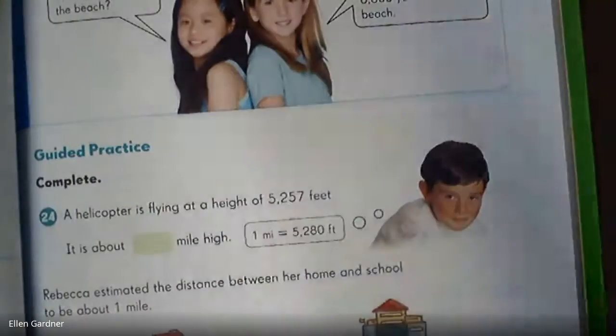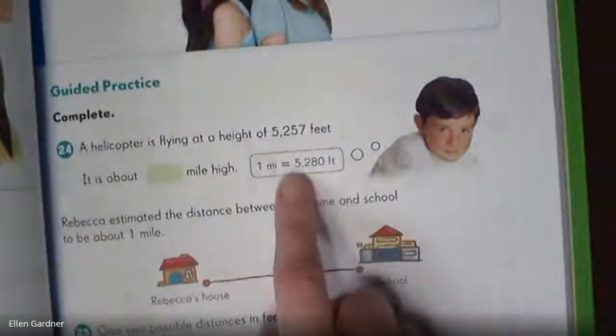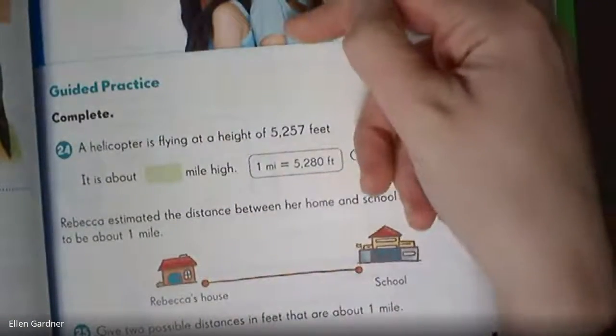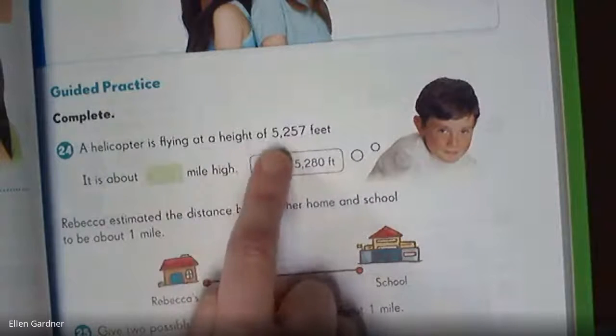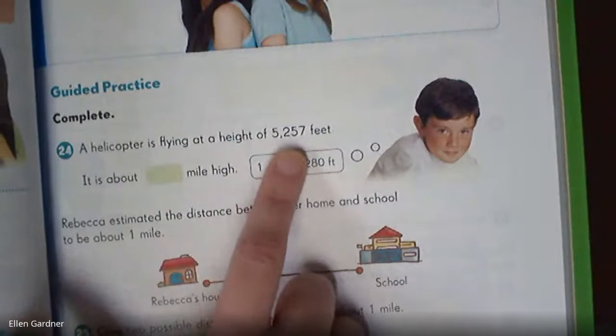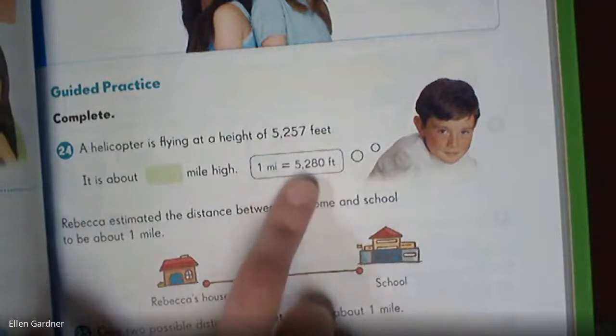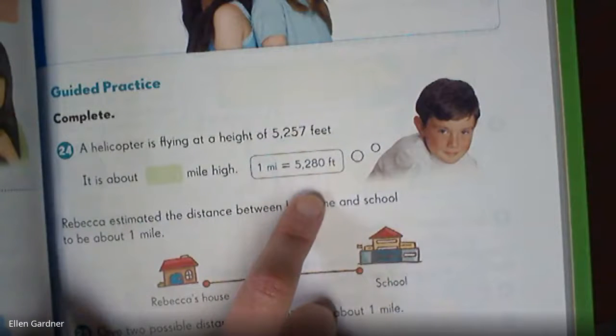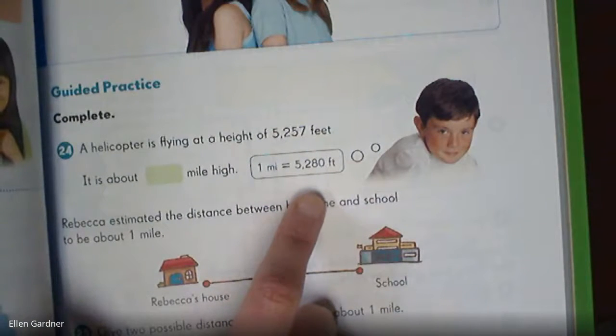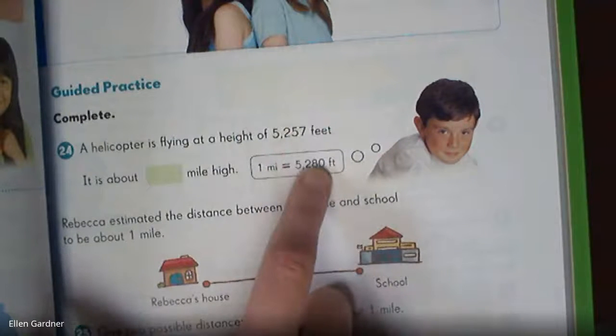Now, helicopters and planes, they fly about 1 mile up from the ground at a height of 5,257 feet. That's pretty close to 5,280, right? It's about a mile. It's pretty close.